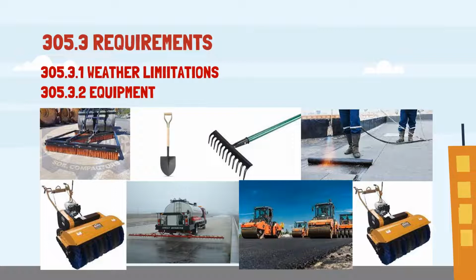305.3.2 Equipment. Some of the equipment to be used shall include hand or power-operated brooms, shovels, rakes, self-powered material distributor or hand or power-operated spray pumps, broom dragging equipment, and self-powered rollers. These are some of the equipment that we'll be needing in the bituminous penetration macadam pavement.